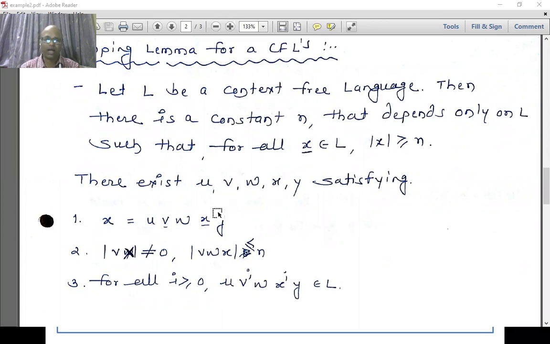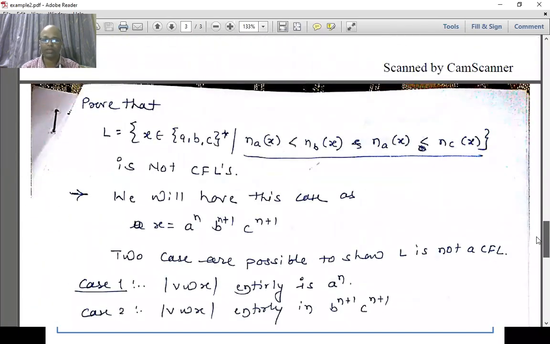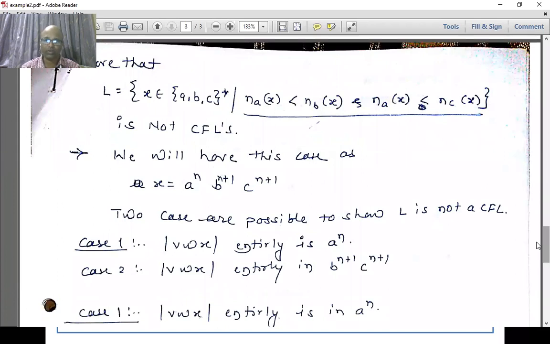I'll repeat that this explanation of the pumping lemma we have had multiple times in your previous lectures, so go back and check what the pumping lemma means. I'm not going in depth right now. We are following how to prove that this example language is non-context free. We have broken it up as A raised to n, B raised to n+1, C raised to n+1 to make sure that the total number of A's is less than the total number of B's, and also less than the total number of C's. So we made sure of this.